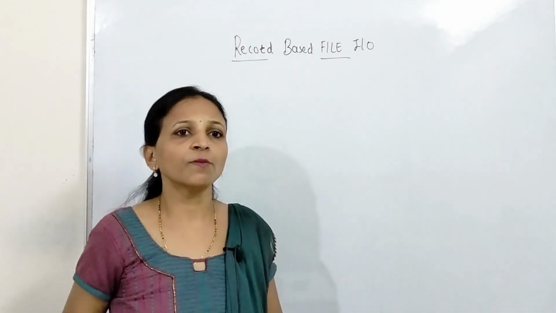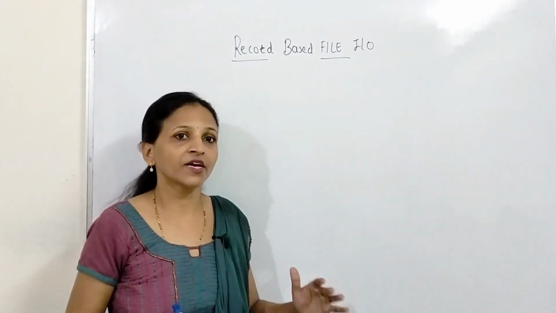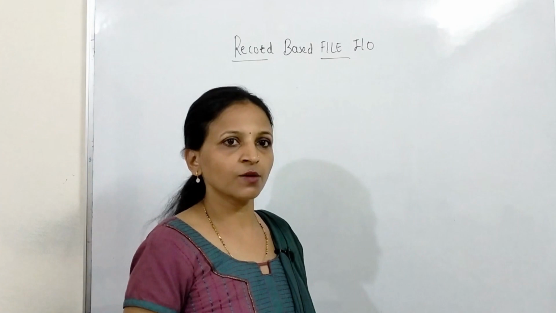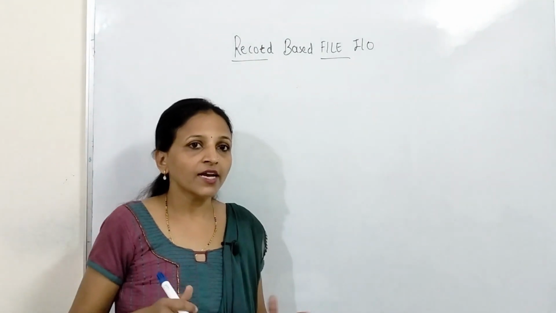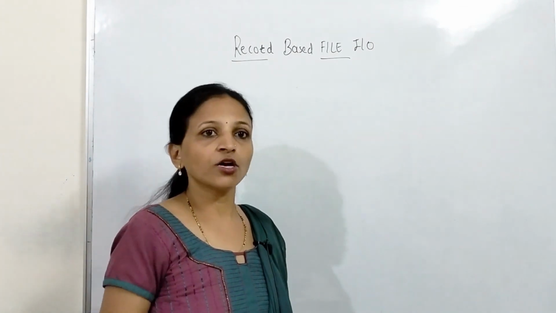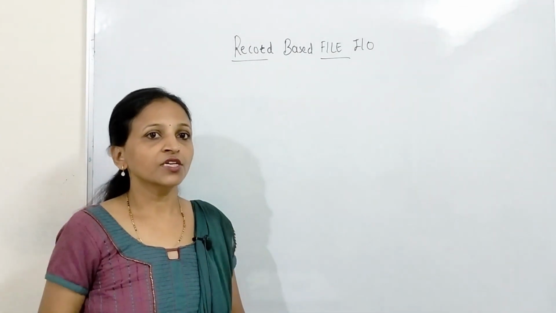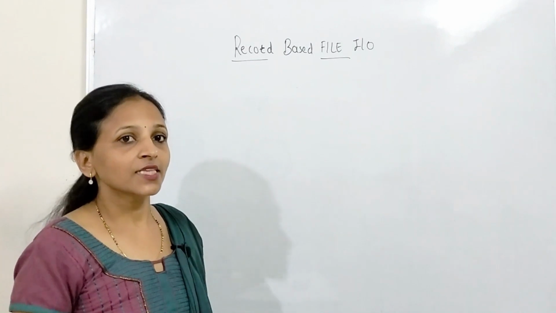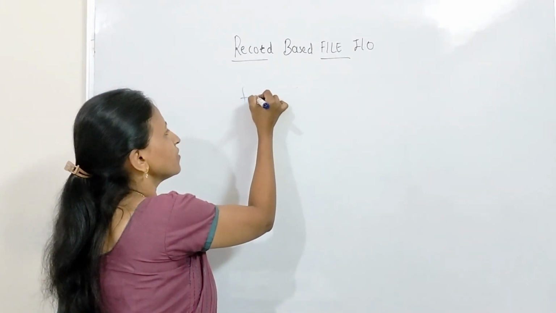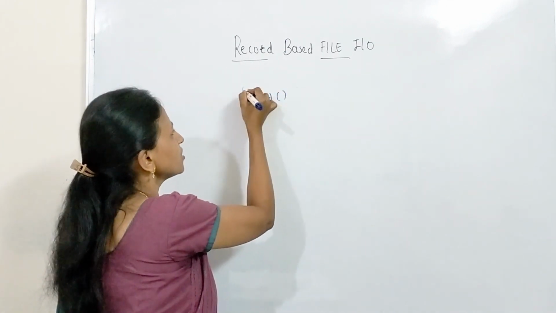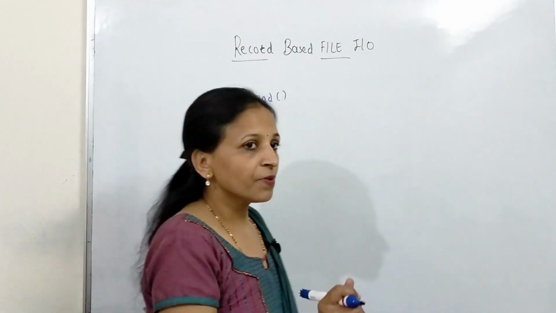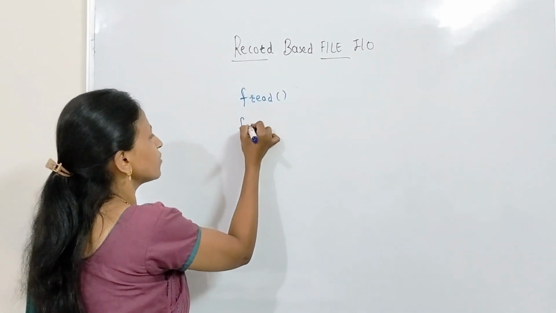In this way, record-based I/O is possible with the help of fprintf and fscanf. For text files, we can use fprintf and fscanf. But let's say I want to store some data in binary mode and again do record-based I/O with binary files, then we can use the fread and fwrite functions. The fread function we can use to read a record from a file, and the fwrite function we can use to write a record to a file.